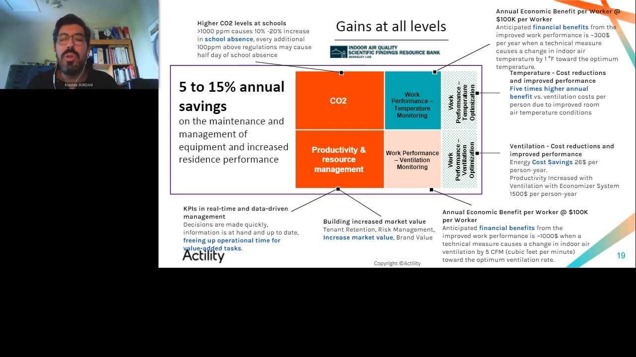The value of the building increases by implementing this type of system in the buildings, including its market value, and all the operational follow-up decision making during the operational time also brings added value. So at the end, when you sum all the value and benefits that you get by controlling your air quality and your temperature, you can save from 5 to 15% annual saving.